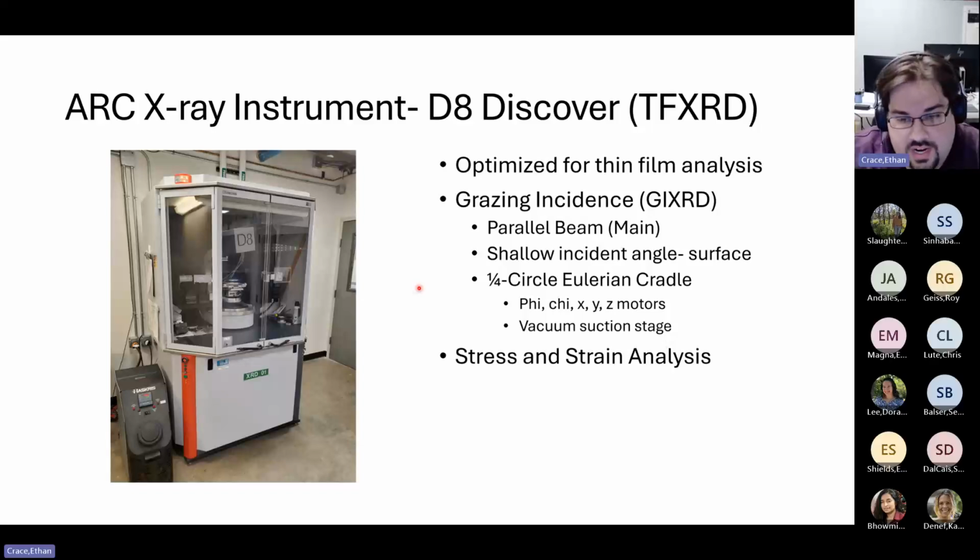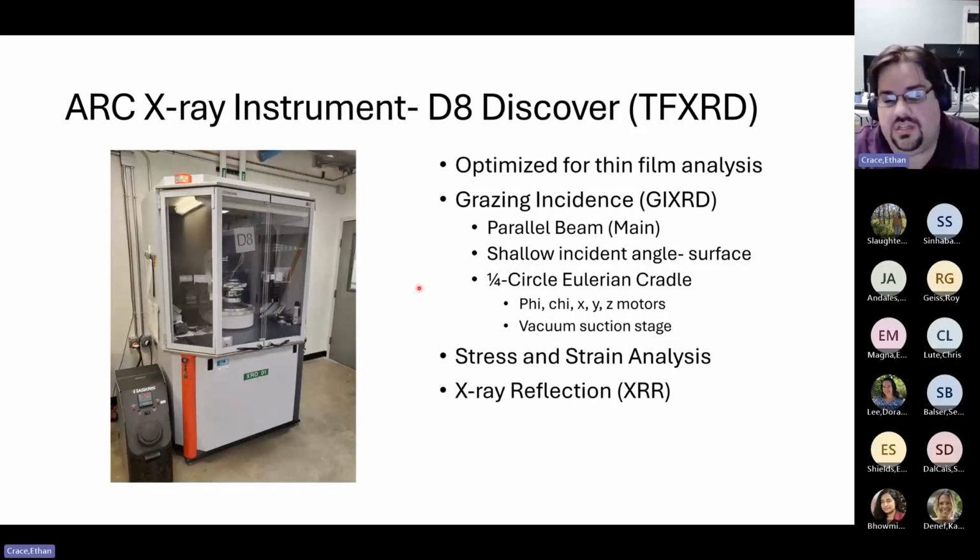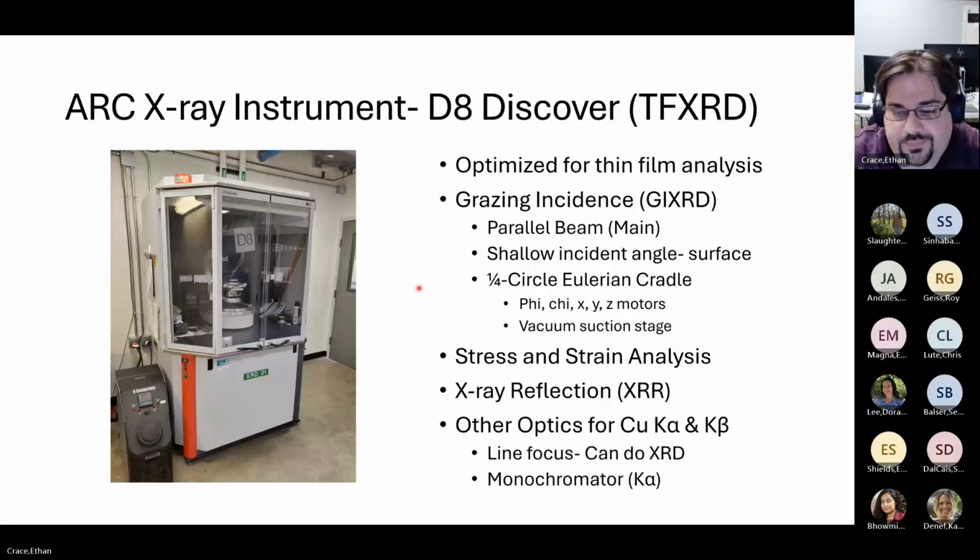In addition to stress and strain analysis, you can also adjust this instrument to do X-ray reflection. So to do X-ray reflection, you're going to decrease your incident angle to the point that you pass a critical angle, and now you get total reflection of all the X-rays. And this technique is very useful for getting film thickness information because you're literally watching the X-rays sort of interfere with the surface, and there will be a pattern that depends on the thickness of the film that you made.